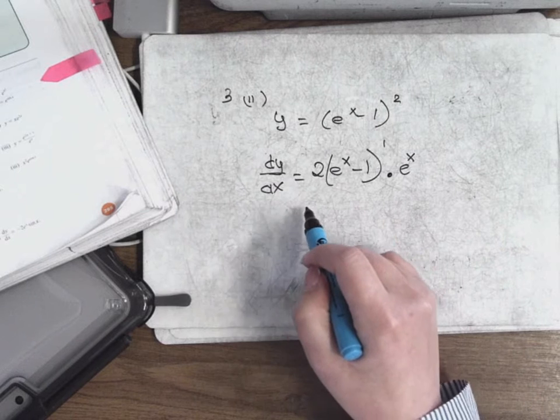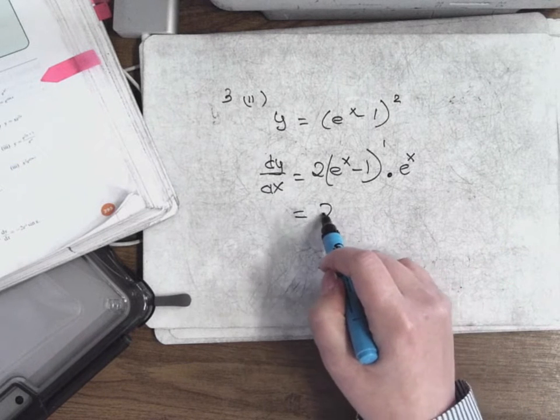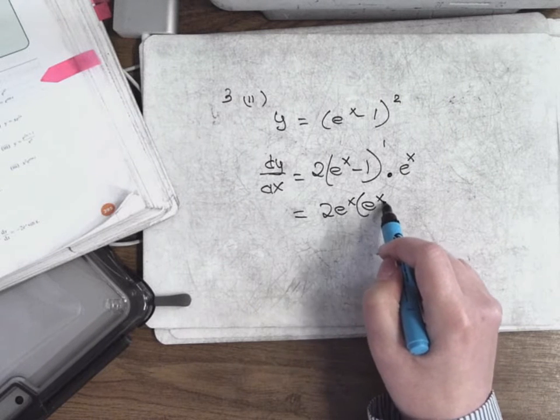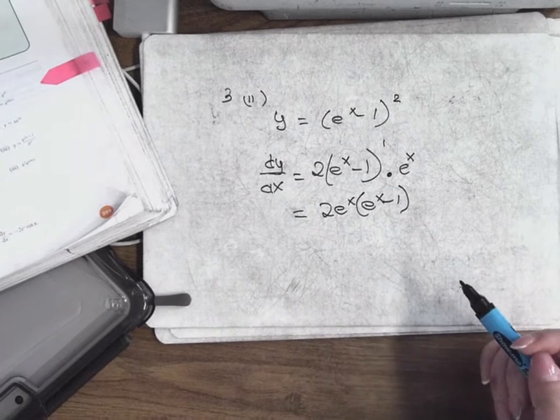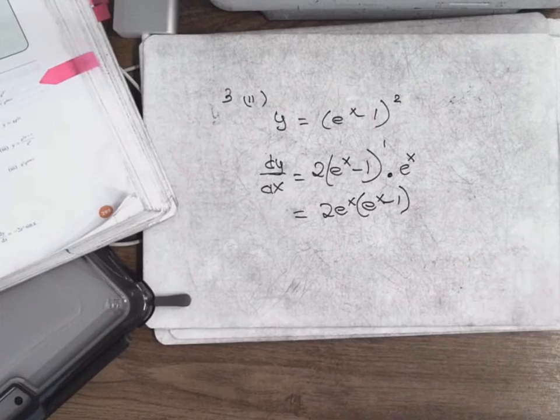Right? Okay, so I don't know how it was written. Was it written as 2 times e to the power of x, e to the power of x minus 1, or did they simplify it even further? It was like that, yeah, that's fine. Okay, is that alright? Okay, so that was the chain rule.